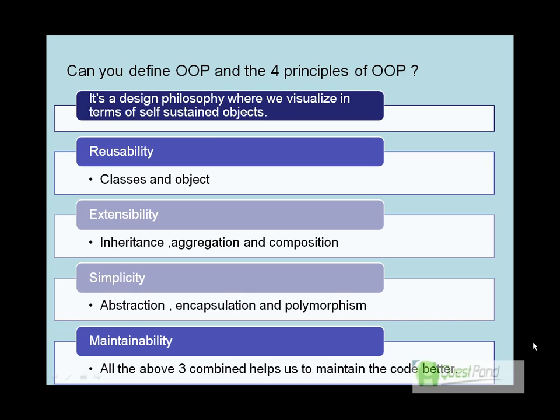So in our previous video, we had discussed the four problems associated with functional programming, that is reusability, extensibility, simplicity, and maintainability. So in the second section, we will see how object-oriented programming solves those four problems. And finally, we try to understand the four important principles of object-oriented programming, and these principles are later discussed in more detail in the coming up videos. So let's first define object-oriented programming.